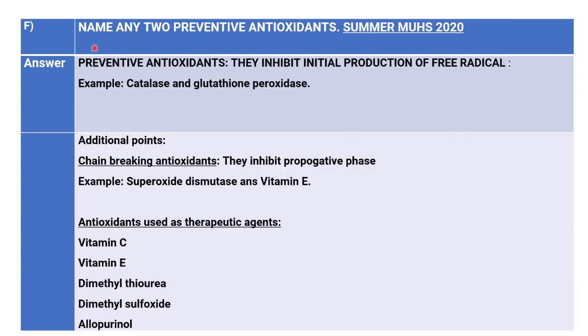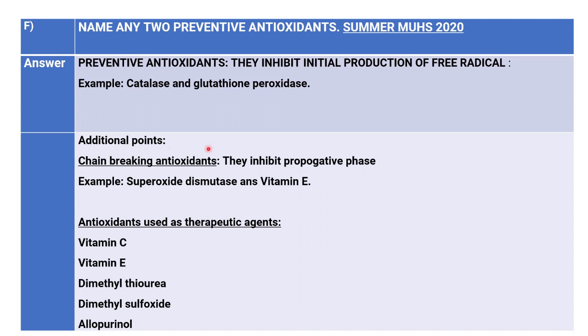Then the next question was, name any two preventive antioxidants. Always keep in mind what preventive antioxidants are. These preventive antioxidants inhibit the initial production of free radicals. They prevent the production of free radicals. The examples are catalase and glutathione peroxidase.